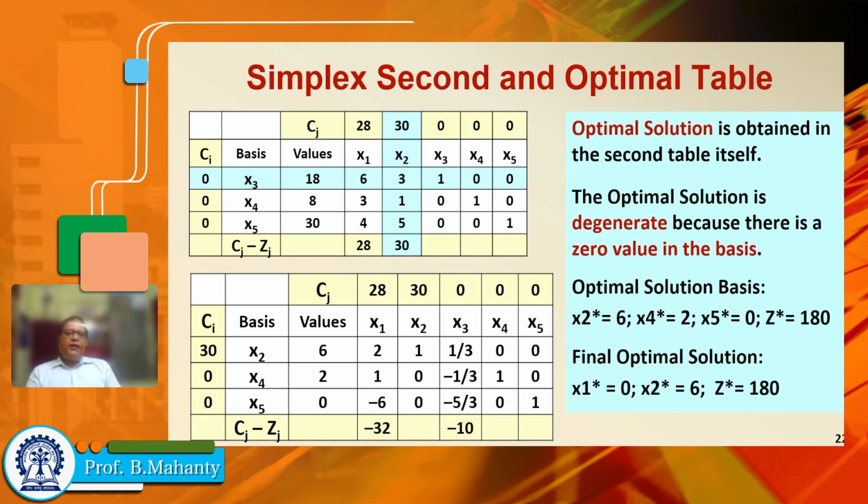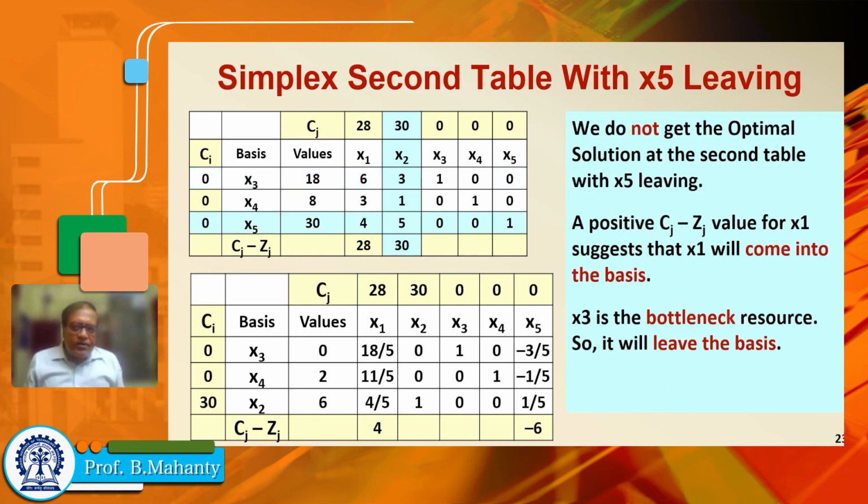Now, before we end, let us also see, suppose in the second table there was a tie. We have chosen the first one, that is x3, as the leaving variable. But suppose we would have chosen x5 as the leaving variable, then what would have happened? All right, so if x5 would have been the leaving variable, then things will be slightly different.